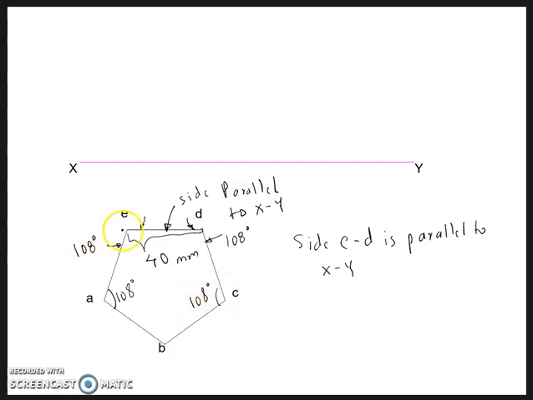Okay, so you can draw ED. So how to draw that? You should be familiar with that. Construct this regular pentagon of side 40 mm, and take ED parallel to X.